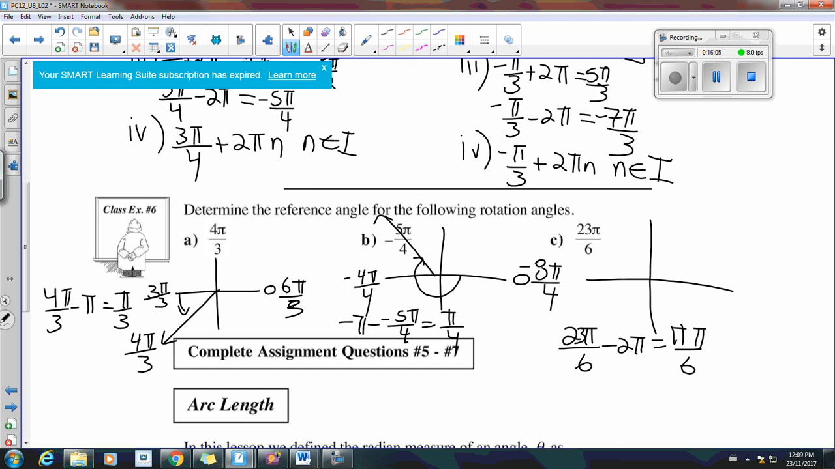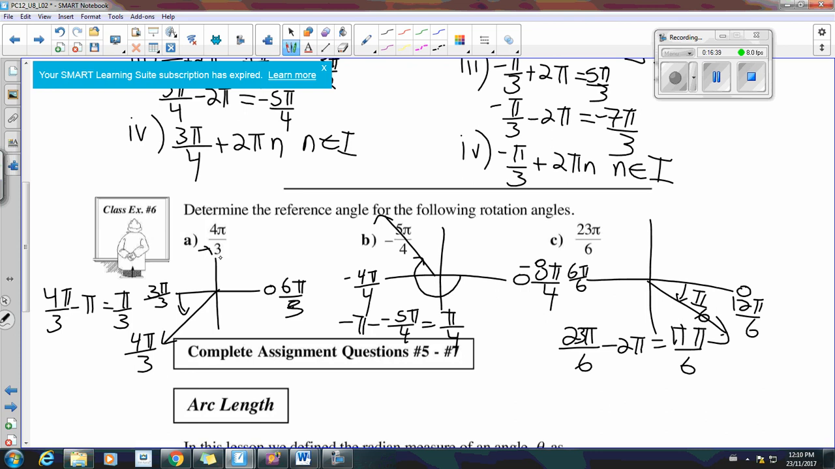Well, if I'm working in pi over 6s, that means I'm splitting half the circle into 6 pieces. So this would be 0. This would be 6 pi over 6. Back here would be 12 pi over 6. That means my angle 11 pi over 6 is in here. If this is 11 pi over 6 and a full rotation is 12 pi over 6, the reference angle must be pi over 6. You will notice that with these, it's fairly obvious what your reference angle is.